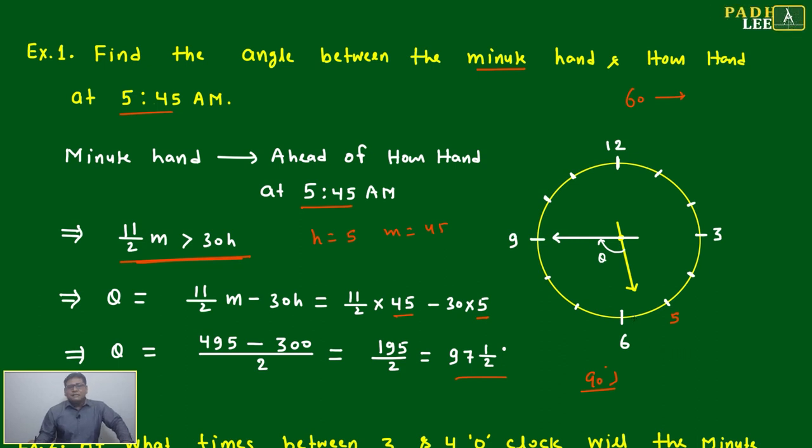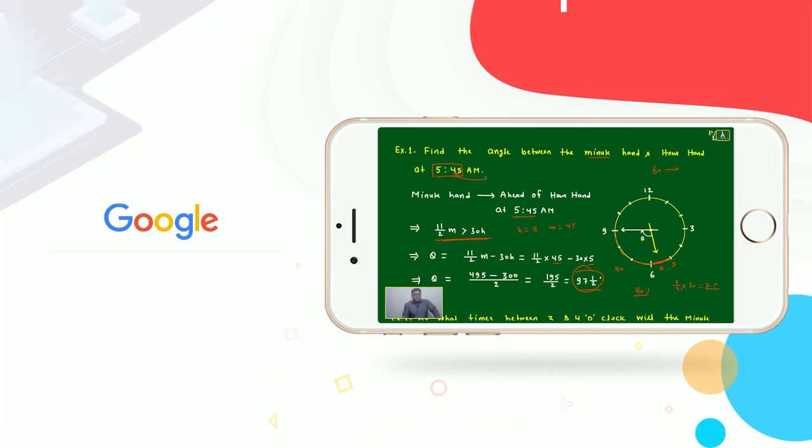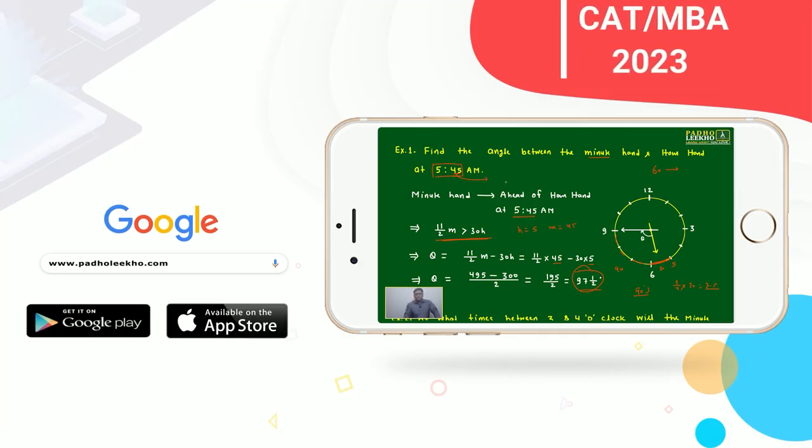How can we apply further common sense? Between any 2 hours, how many degrees will there be, 5 to 6 or 4 to 5 or any of them? 360 divided by 12 is 30 degrees. If it is 5:45, 3/4 is already completed, and 1/4 is left out. 1/4 of 30 is 7.5. This is already 90, so 90 plus 7.5 is 97.5.